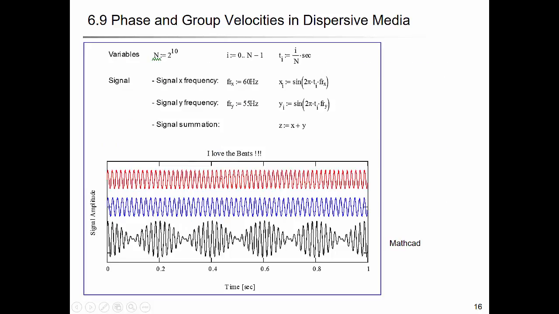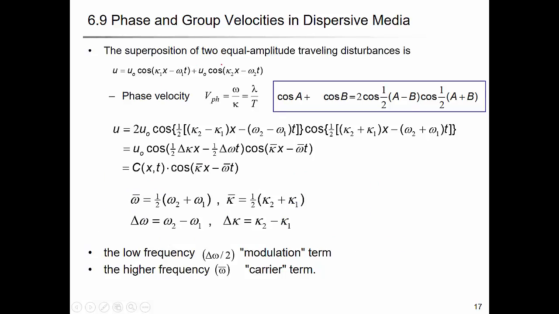So for example, here the red one is at 60 Hertz, and the blue one is at 55 Hertz. And when you combine these two, you have this kind of modulation. So you have a modulating wave, and also there's a carrier wave. The superposition of two equal amplitude traveling disturbances is this: U naught, and the first term is for one frequency, omega 1, and the second term is for the second wave, omega 2. You can superimpose each other, and using this trigonometric relation, you can get this final equation.